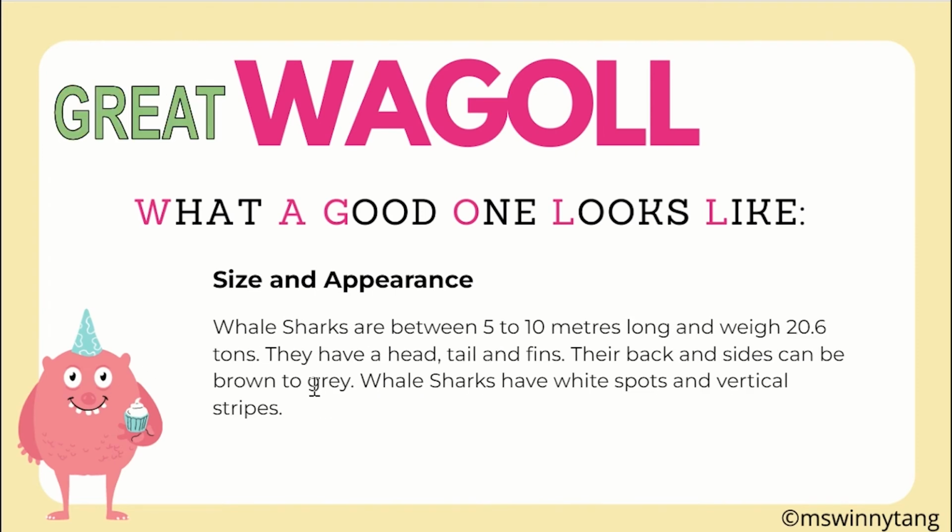The next one is great. So this is what great looks like. Whale sharks are between 5 to 10 meters long and weigh 20.6 tons. They have a head, tail, and fins. Their back and sides can be brown and grey. Whale sharks have white spots and vertical stripes. So can you see that there's information about the weight, there's a bit more information about the appearance and a bit more description.